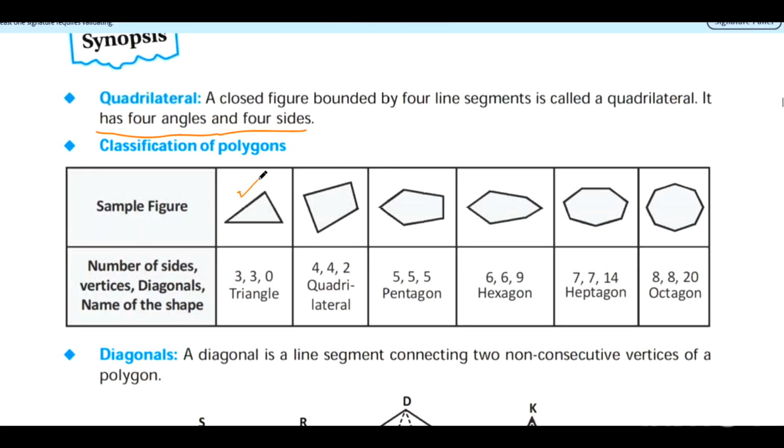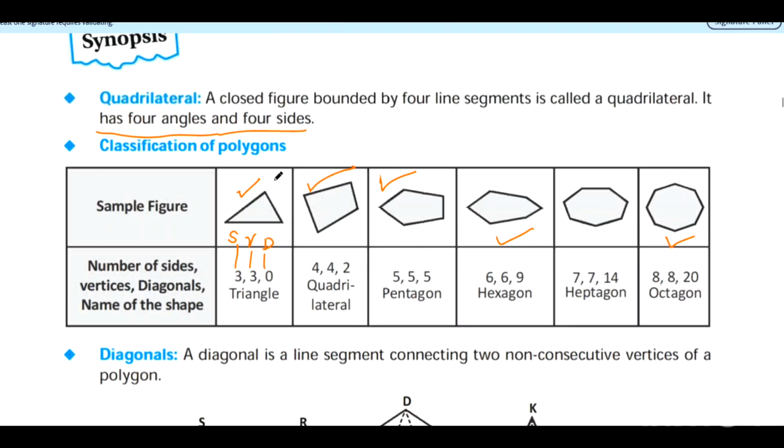3 sides we call triangle. 4 sides we call quadrilateral. 5 sides we say pentagon. 6 sides hexagon. 7 sides heptagon, and 8 sides you call octagon. Now what I am trying to say, these numbers are the number of sides, vertices and diagonals.